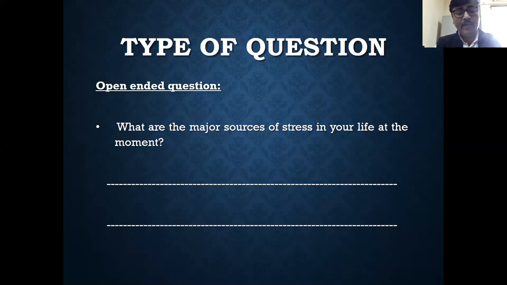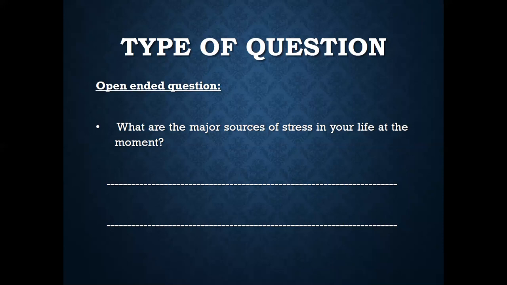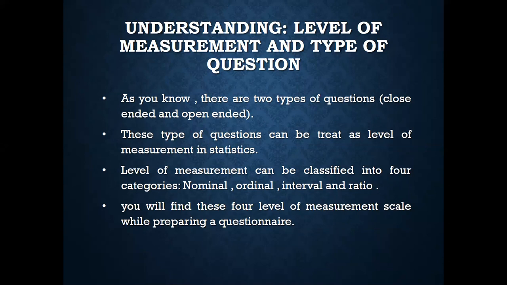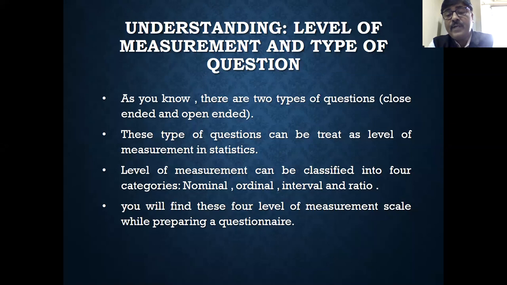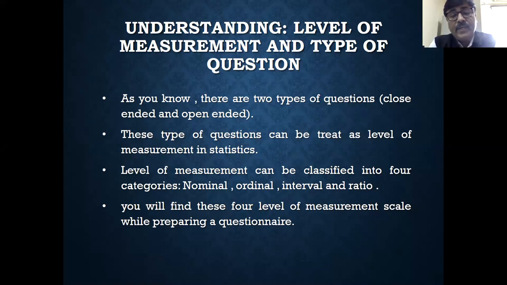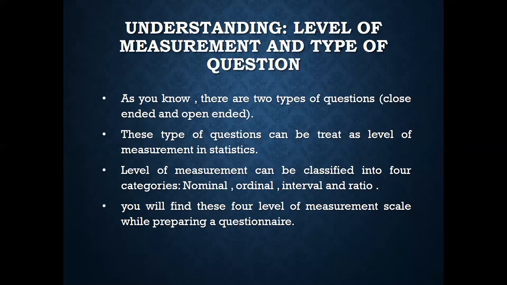Generally, in any survey questionnaire we find these two types of questions: closed-ended and open-ended. Now, as you know, there are two types of question, and these can be treated as levels of measurement in statistics. When you look at closed-ended and open-ended questionnaires from the statistical point of view, we measure the questionnaire on some scale of measurement in statistics.